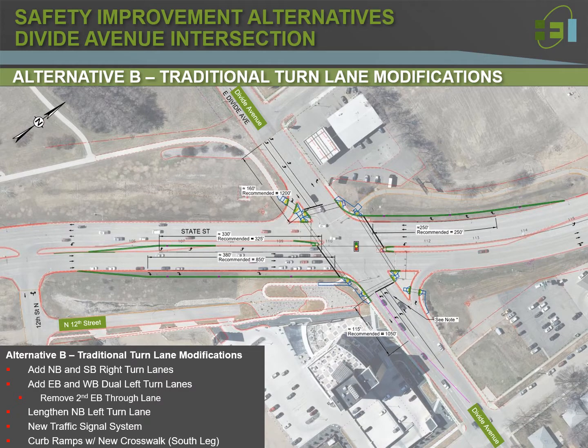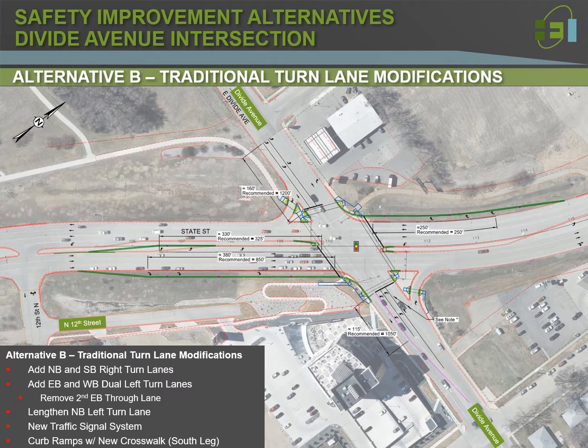We will begin with the safety improvement Alternative B at the Divide Avenue intersection and continue along the corridor to Calgary Avenue. Alternative B traditional turn lane modifications at Divide Avenue intersection include the addition of northbound and southbound right turn lanes on State Street, the addition of eastbound and westbound dual left turn lanes on Divide Avenue, which result in the second eastbound through lane being removed, lengthening the existing northbound left turn lane, and replacement of the traffic signal system and curb ramp upgrades to meet the Americans with Disabilities Act, referred to as ADA guidelines.